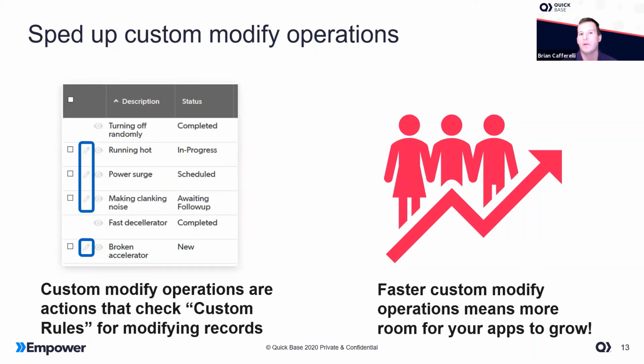So if you have an application that makes heavy use of custom modify rules, then your app would have gotten faster. Otherwise, if you do use this feature in the future, just have that confidence that we are continuously investing in making sure QuickBase is just as fast as it can be, and that it's optimized to help you address some of the really gnarly priority business challenges that you're facing.